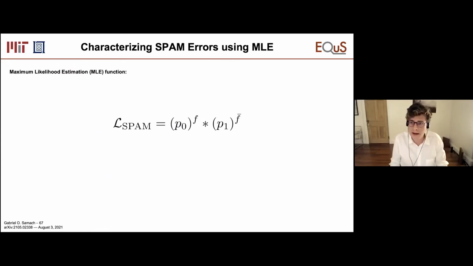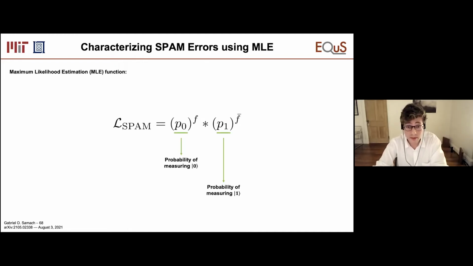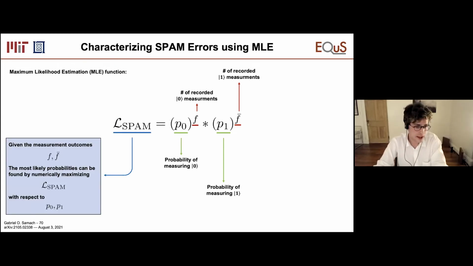So I'm going to go through the math underpinning basically all of this analysis. And the equations are going to start to expand dramatically, but it really comes down to a very, very simple principle of maximum likelihood estimation. In a maximum likelihood estimation, we can write down a function L of the following form. Here, P0 and P1 are going to be the probabilities of measuring either the 0 state or the 1 state when we measure our qubits. And then F and F bar correspond to the number of recorded 0 or 1 measurements. What makes this expression powerful is that given the measurement outcomes F and F bar, the most likely underlying probabilities can be found by numerically maximizing L with respect to these unknown probabilities P0 and P1.